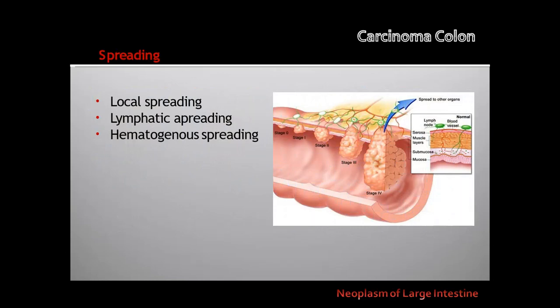The tumor spreads locally, and second is lymphatic spread. The lymph nodes are mostly affected along the course of the primary vessels, and third is hematogenous spread.